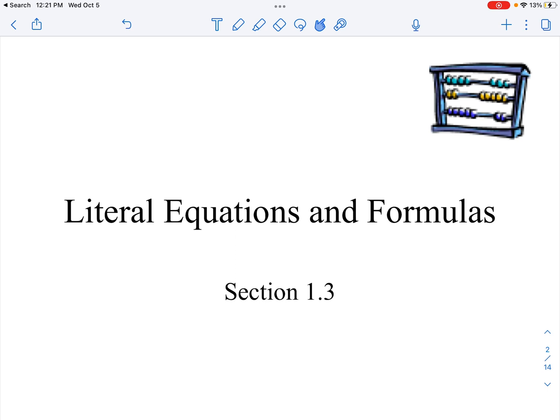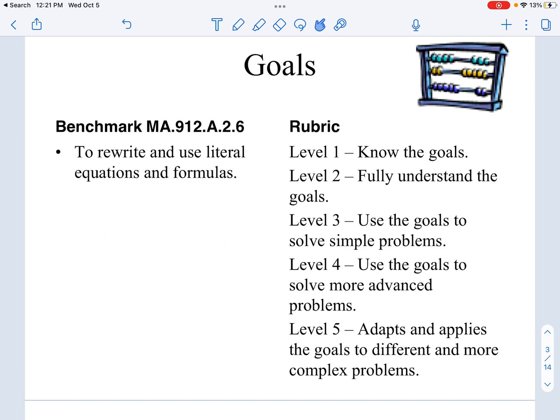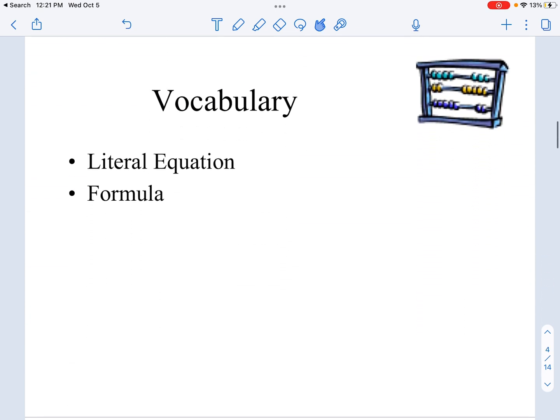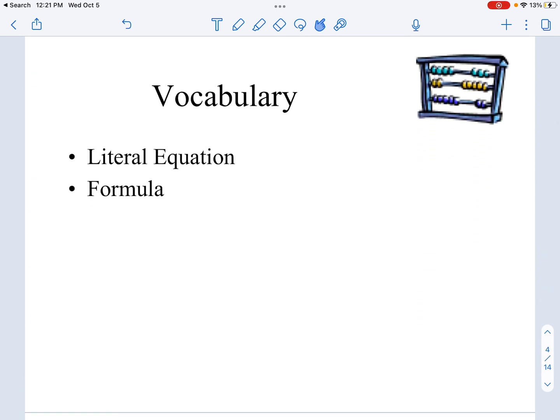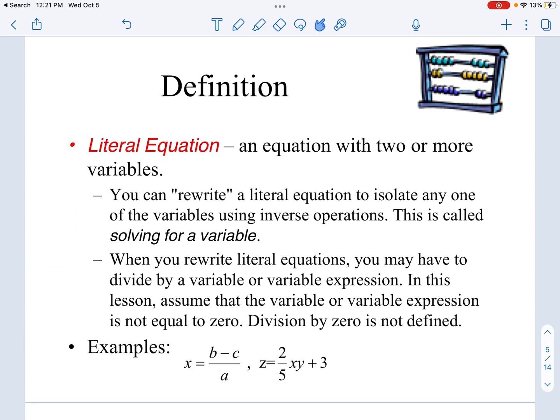Section 1.3, you're going to learn about literal equations and formulas. So you'll be able to rewrite and use literal equations and formulas. Key vocabulary is a literal equation and formula. A literal equation is an equation with 2 or more variables in it. You can rewrite a literal equation to isolate any of the variables using inverse operations. This is called solving for a variable.